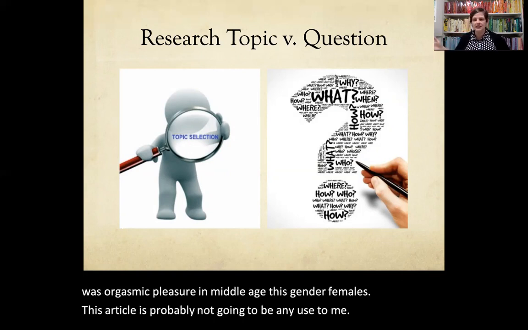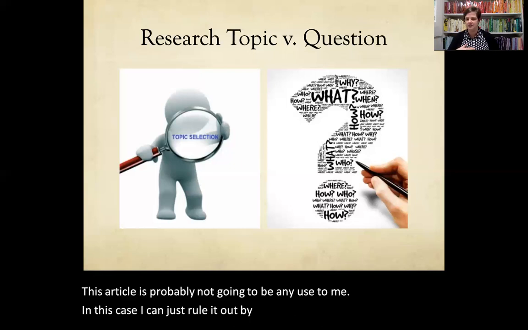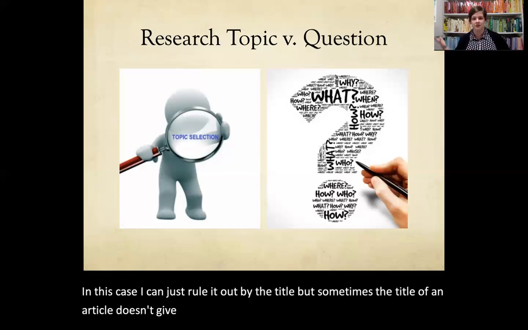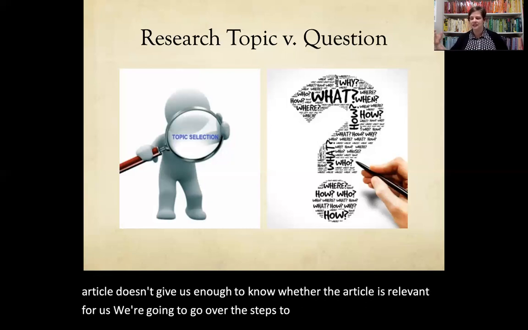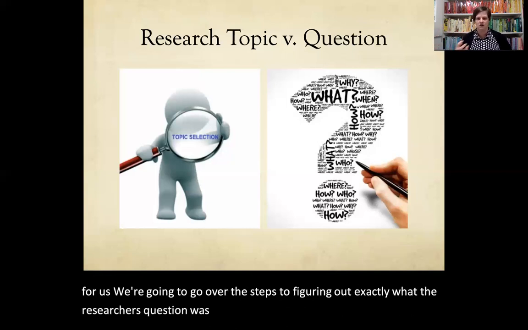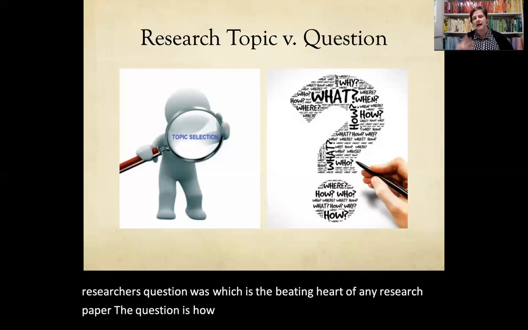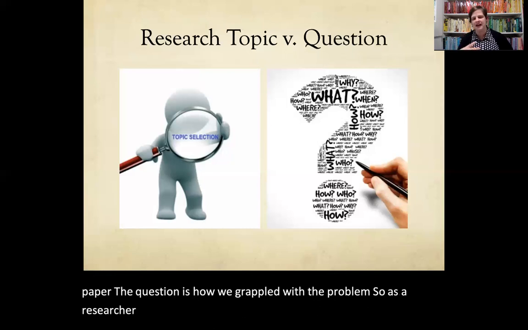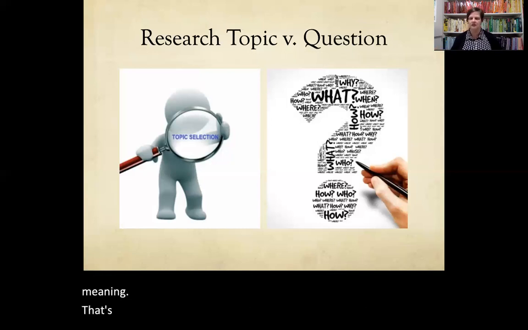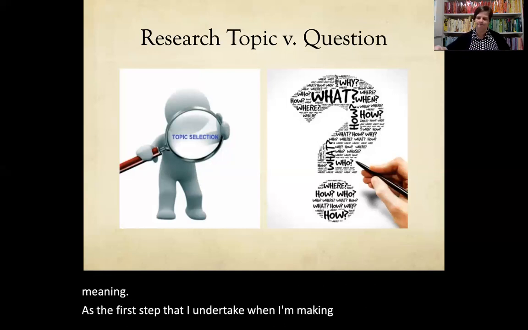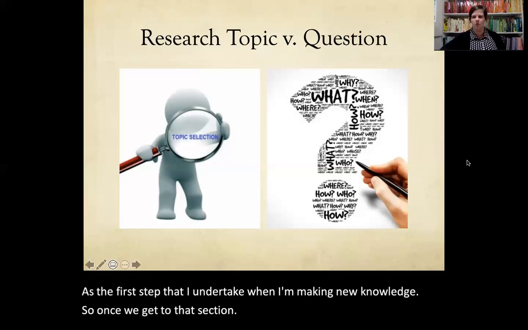In this case, I can just rule it out by the title, but sometimes the title of an article doesn't give us enough to know whether the article is relevant for us. So we're going to go over the steps to figuring out exactly what the researcher's question was, which is the beating heart of any research paper. The question is how we grappled with the problem. So as a researcher, I come up with a question, and that's where I make meaning. That's the first step that I undertake when I'm making new knowledge.